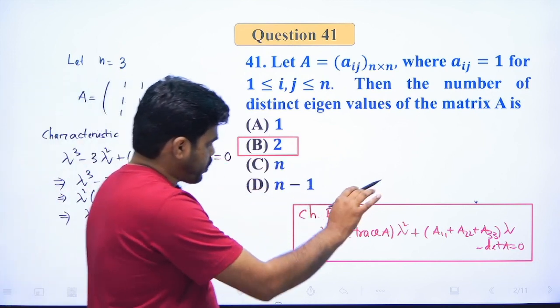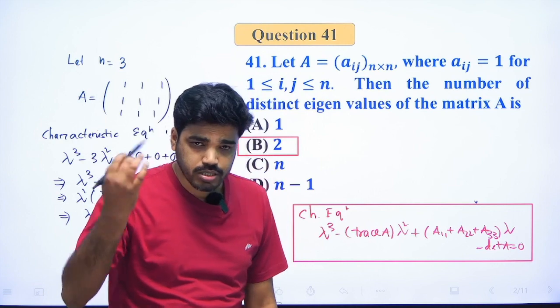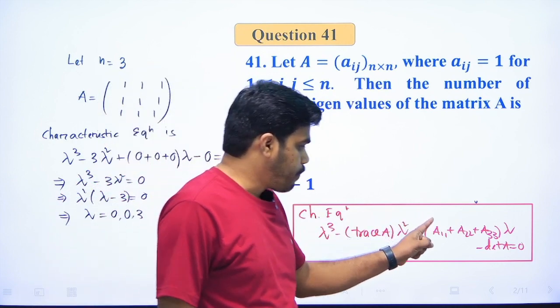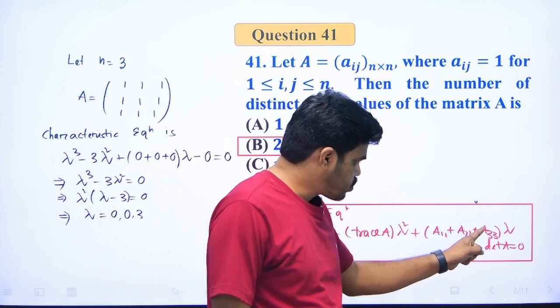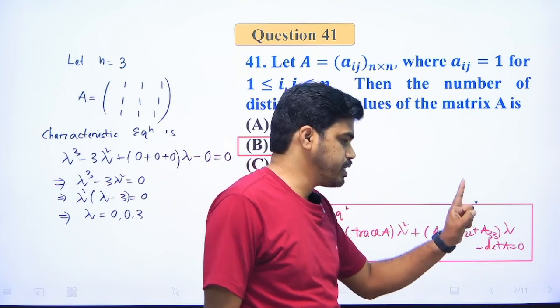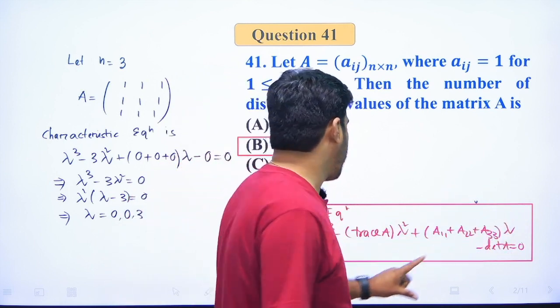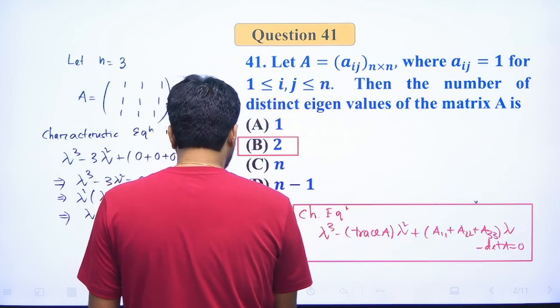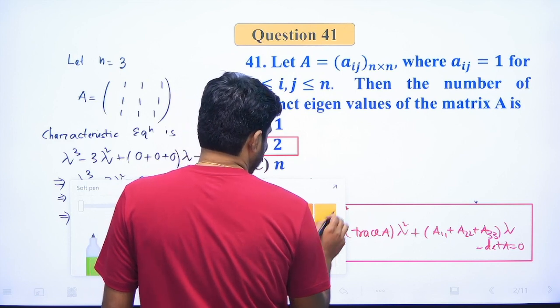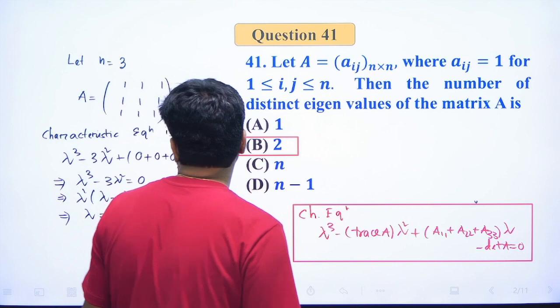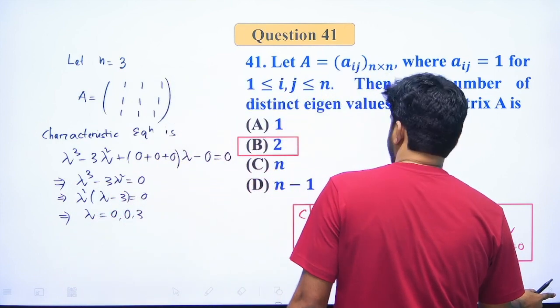So it is very important, the characteristic equation for a 3 cross 3 matrix. So that is lambda cube minus trace A into lambda square plus (A11 plus A22 plus A33) into lambda minus determinant A is equal to 0. This is the characteristic equation for a 3 cross 3 matrix. Okay. So option B is the correct answer. So next example.